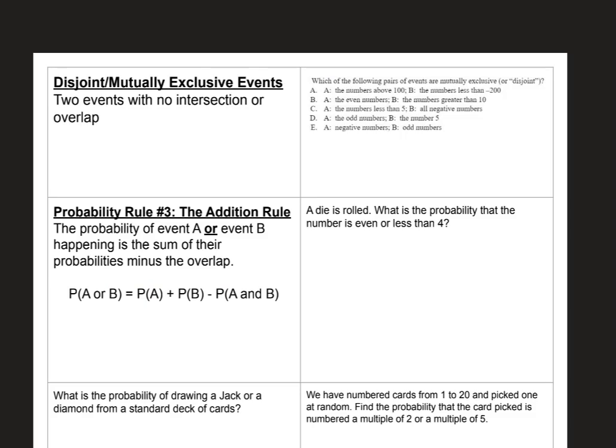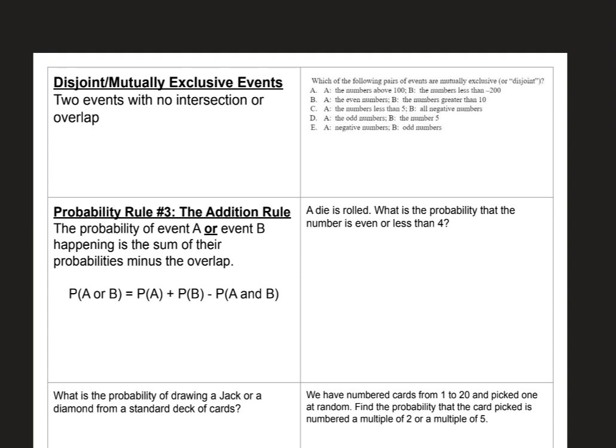All right, so now with another definition. When we describe two events as being disjoint or mutually exclusive, that means there are two events with no intersection or overlap. So if we look at the example directly to the right, it says, which of the following pairs of events are mutually exclusive or disjoint?